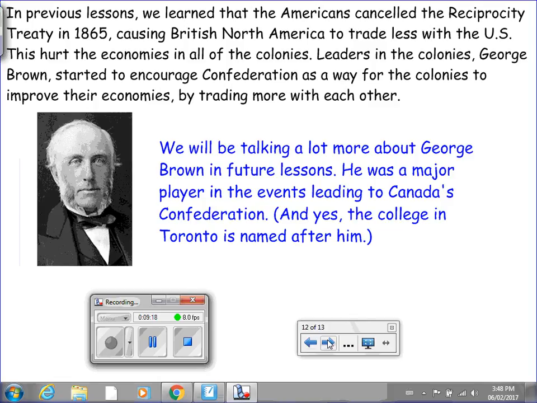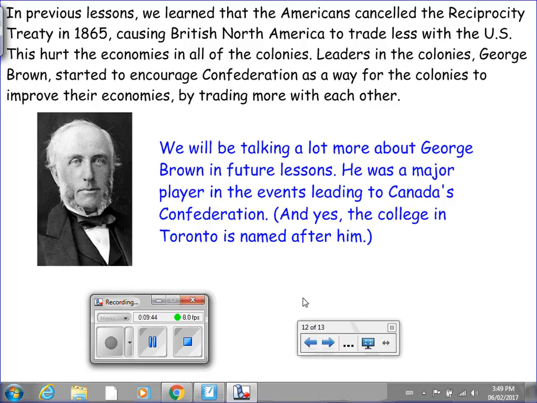In previous lessons, we learned that the Americans canceled the Reciprocity Treaty in 1865, causing British North America to trade less with the U.S. This hurt the economies in all of the colonies. Leaders in the colonies, including George Brown, started to encourage Confederation as a way for the colonies to improve their economies by trading more with each other.